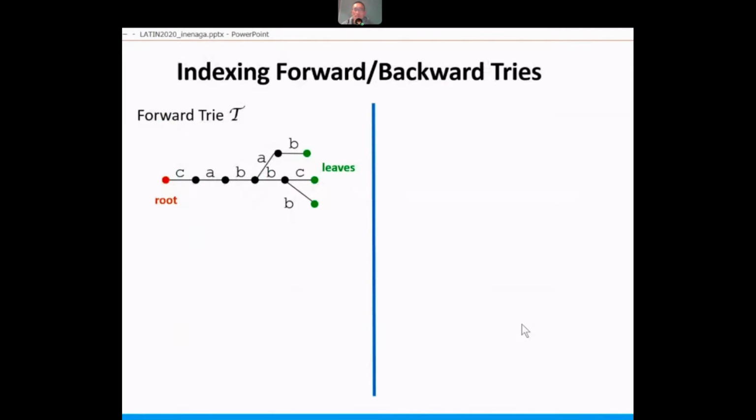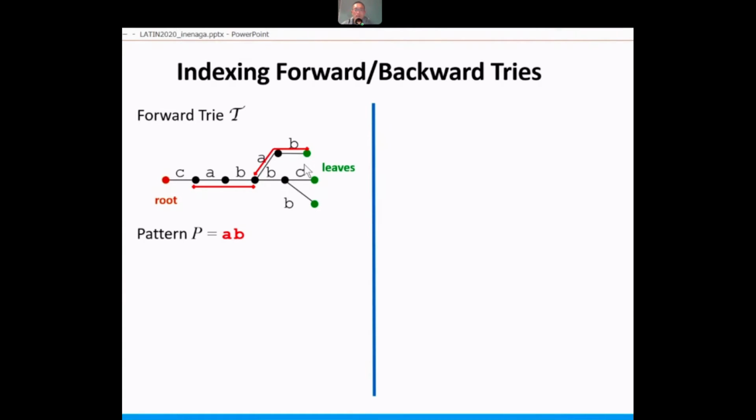So here are some examples. Suppose that we have this forward trie where this node is the root and these are the leaves. It's basically a rooted tree with labels. And here we are given a string pattern P, and our task is to locate all the occurrences of this pattern P in this trie, and this AB occurs at these two locations.